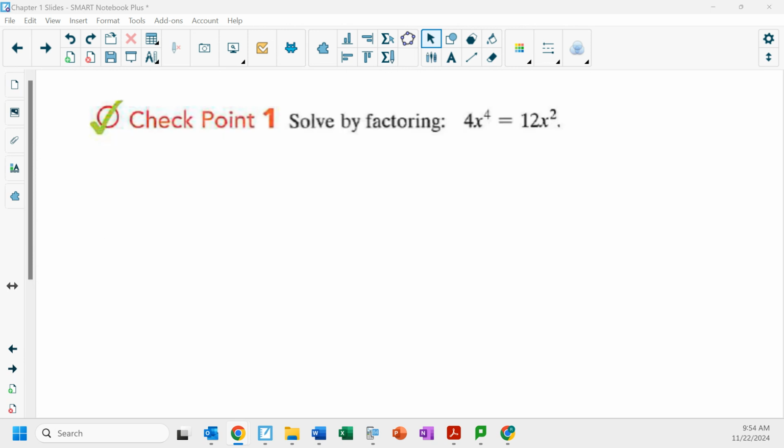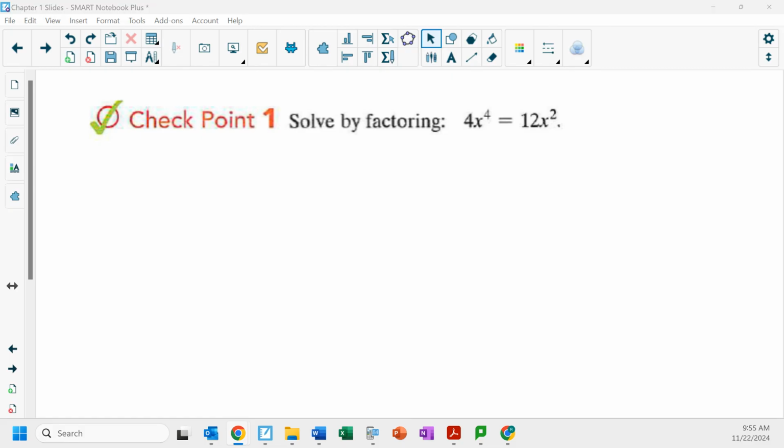Okay, so there is our first equation. It is 4x to the fourth equals 12x squared. It says solve by factoring. Notice this is not a quadratic equation right now because it has x to the fourth in it. Quadratic equations just have x squared. However, we're going to still follow our flow chart.